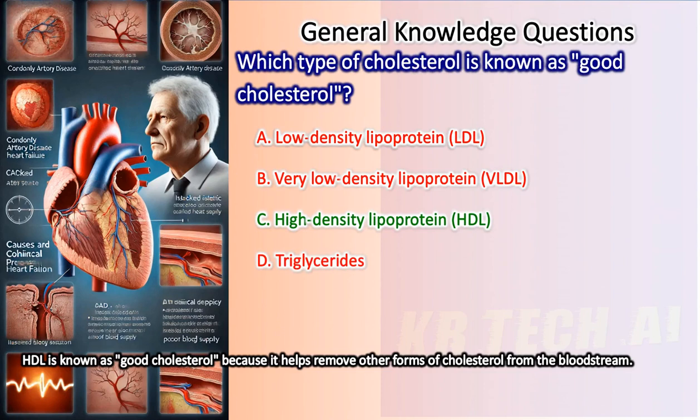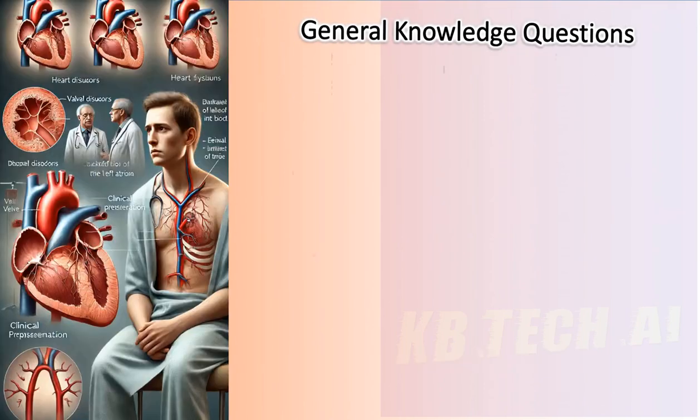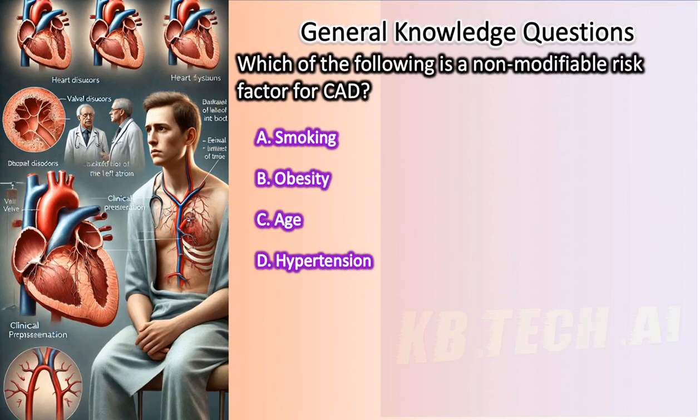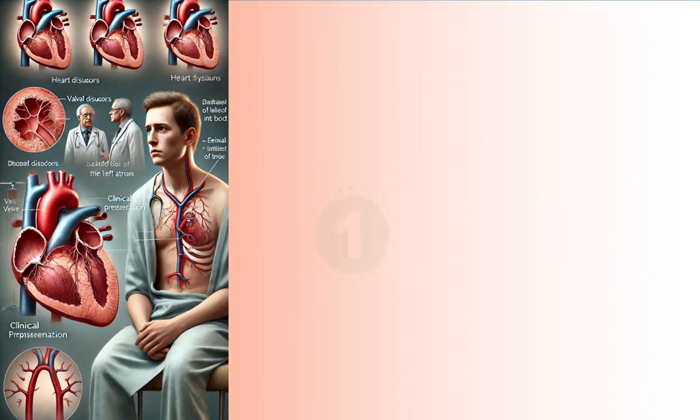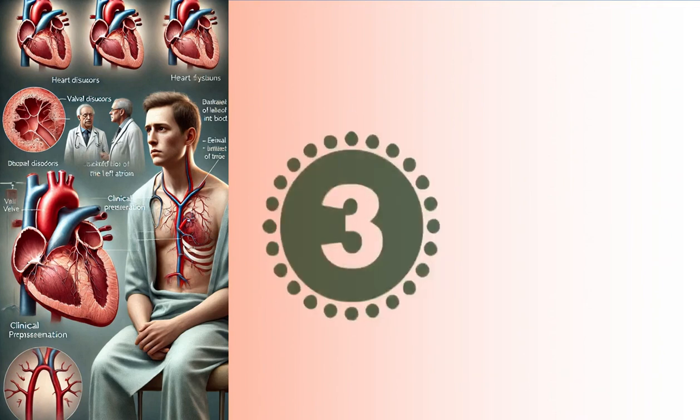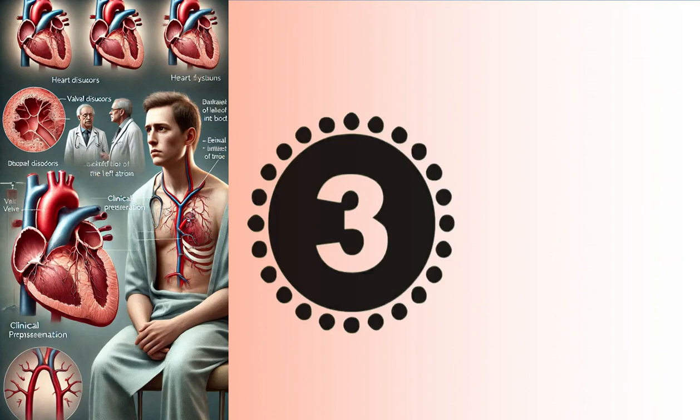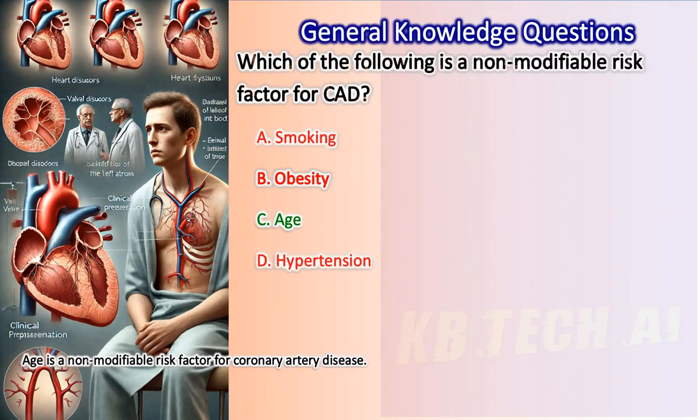High density lipoprotein, HDL. Which of the following is a non-modifiable risk factor for CAD? Option 1. Smoking. Option 2. Obesity. Option 3. Age. Option 4. Hypertension. The answer is option 3.